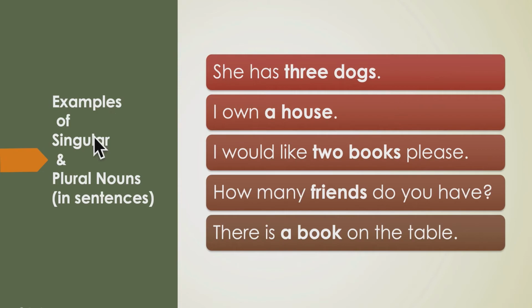Examples of singular and plural nouns in sentences. How to use them in sentences. For example, she has 3 dogs. Look, 3 dogs, plural noun. I own a house. A house, singular noun. I would like 2 books, please. 2 books, plural noun. How many friends do you have? How many friends? Friends, plural form. There is a book on the table. A book, singular noun. We move on to the next.